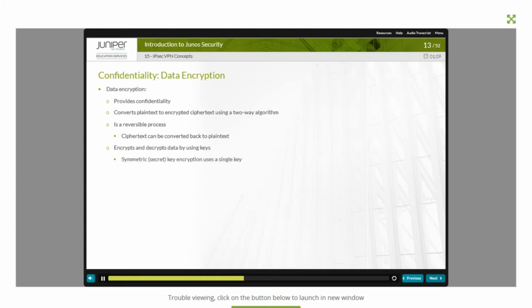Symmetric key encryption. This method uses the same key for both encryption and decryption. And asymmetric key encryption. This method uses a key pair, consisting of two keys that are mathematically related. Either key can be used to encrypt, but the remaining key must be used to decrypt. The two keys in the key pair are referred to as a public and private key.